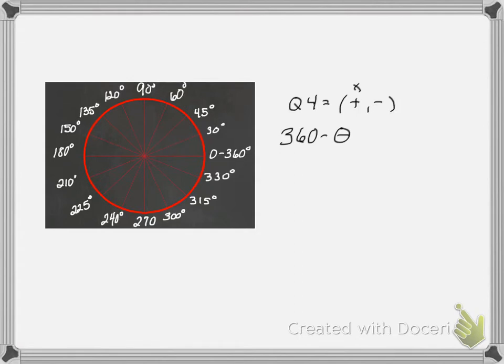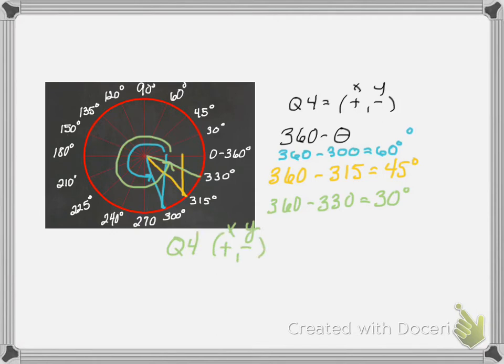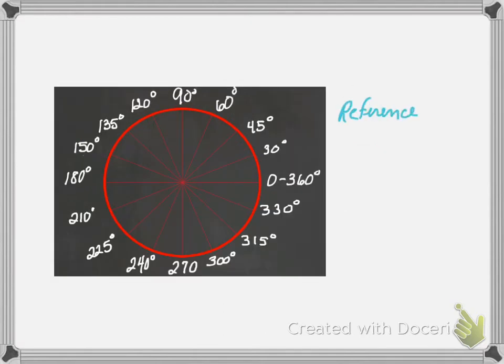In quadrant 4, it's 360 minus whatever your angle, theta. So 360 minus 300 leaves you with a 60 degree angle. 360 minus 315 gives you 45, and 360 minus 330 gives you 30 degrees. In quadrant 4, X is positive, the Y is negative.